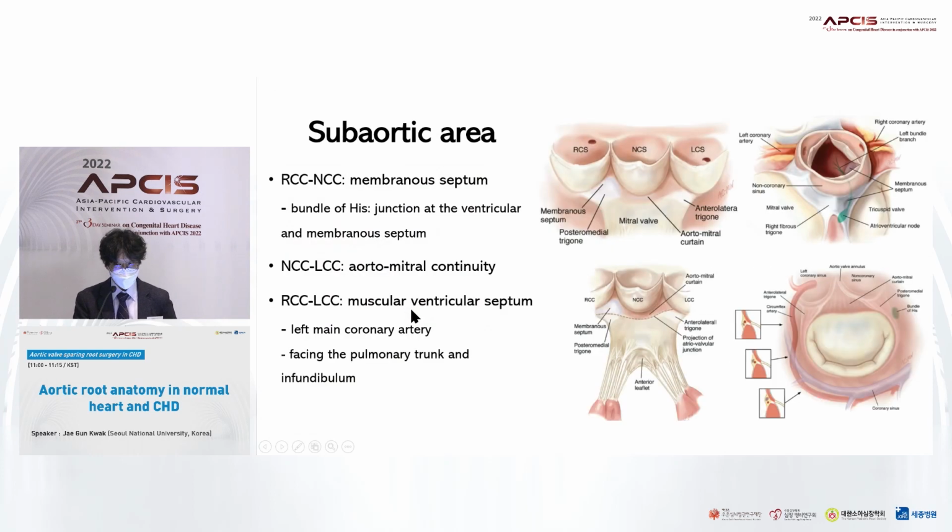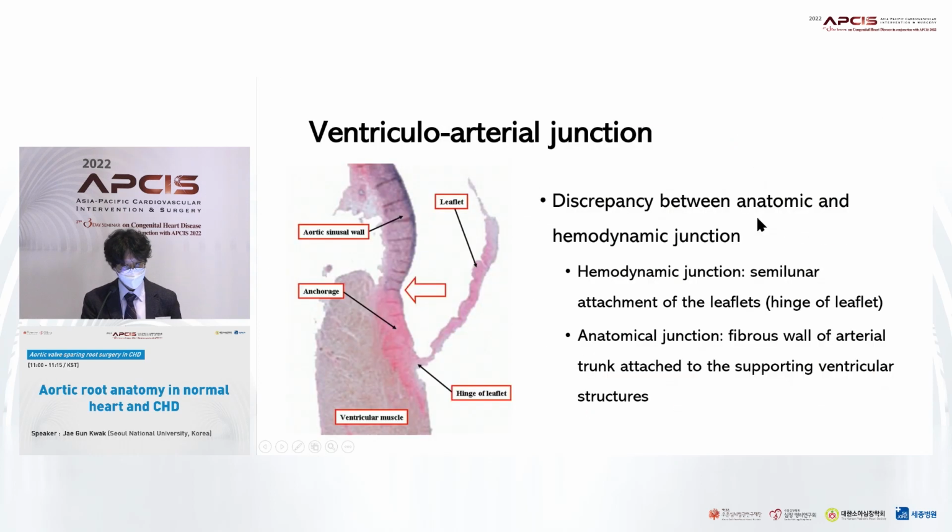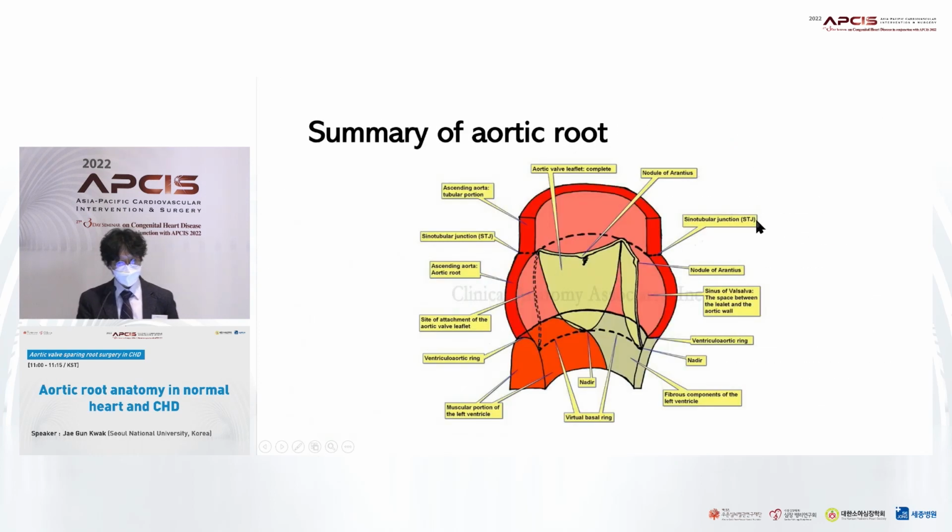So the picture that I showed you before is a little bit wrong, because this picture shows almost the same level of the hemodynamic and anatomical junction of the ventricular-arterial connection part. So this is a summary of the aortic root. The structures I have mentioned are shown very well.